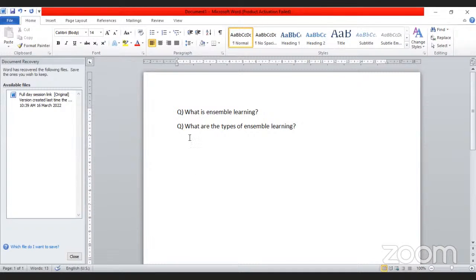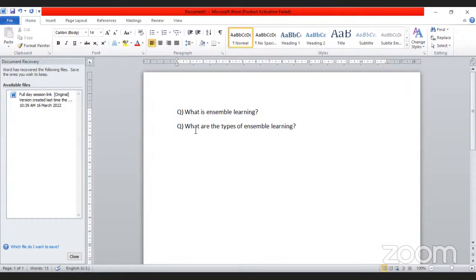Okay, so there are two types of ensemble learning. One is bagging and one is boosting. So what is the difference between bagging and boosting, and how do they work? Ensemble learning is a technique that builds multiple models at a time to avoid overfitting. There are two techniques, but how can we differentiate between the bagging technique and the boosting technique?